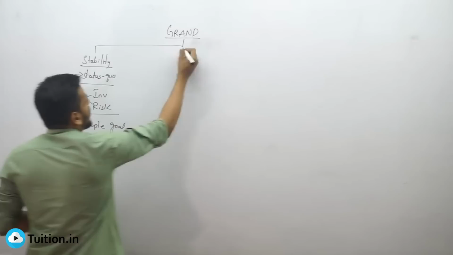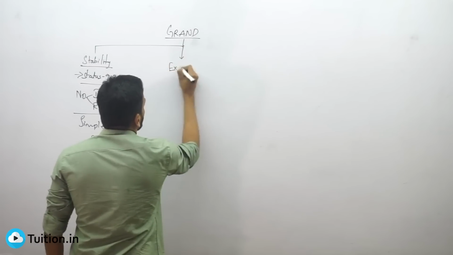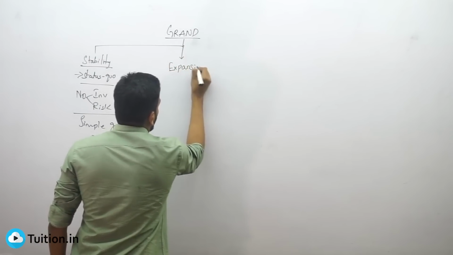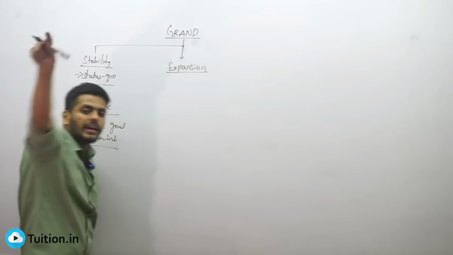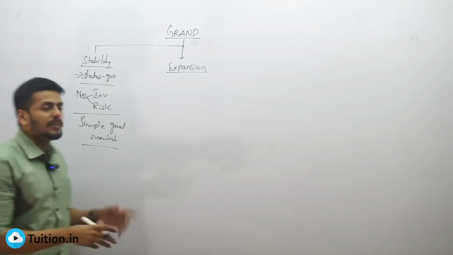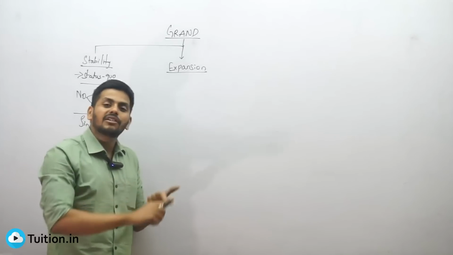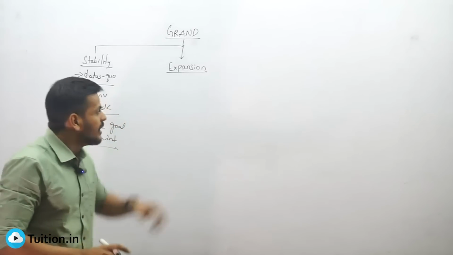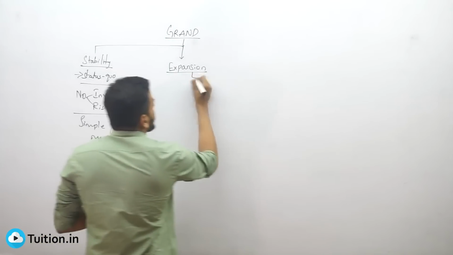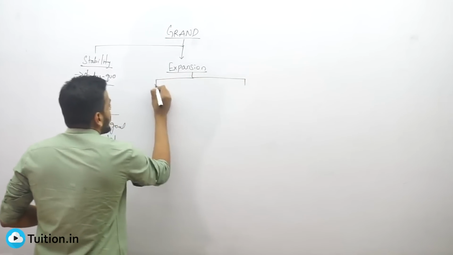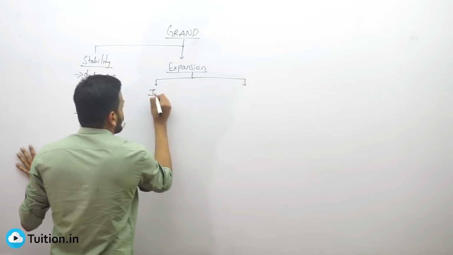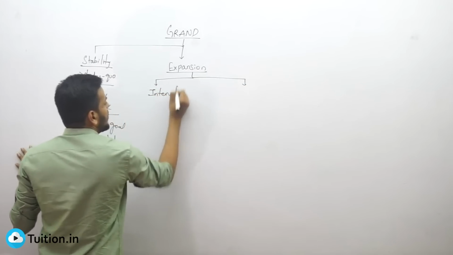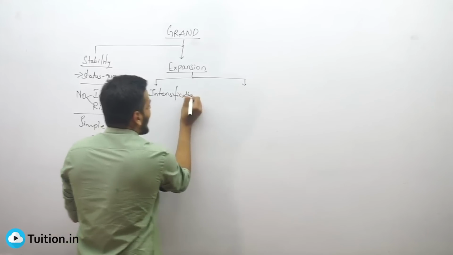But when it comes to expansion, this is the most important grand strategy, right? In Glueck and Jauch, if you looked at it, their ways of expansion are 2 of those. What is that? Diversification and mergers and acquisition, right? Here also, the ways of expansion are intensification and diversification.